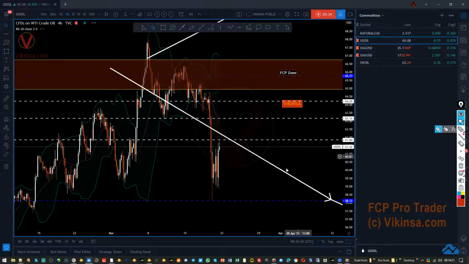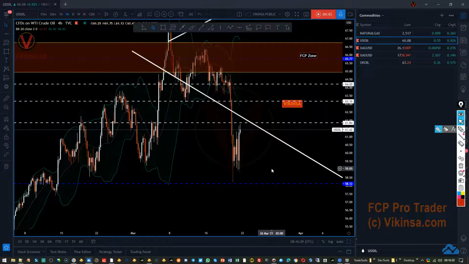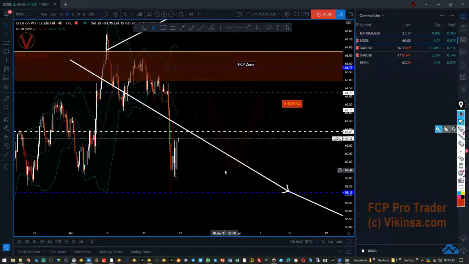Let's look at US oil once more. You could have taken a long from here, and now at any of these levels, if you find a good confirmation, then you can go short again. So this is what we have on UK oil and US oil. This has turned out to be really, really good.